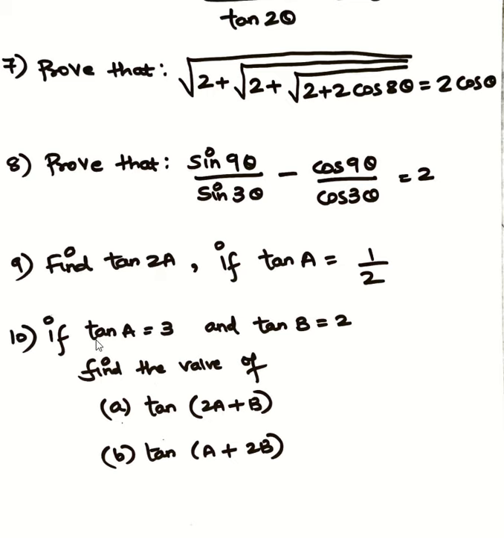Now same way the last question: tan a is equal to 3, tan b is equal to 2. Find the value of tan of 2a plus b and tan of a plus 2b. So it is based on the concept of the tan of a plus b formula. But here at some point you have to find the answer for tan of 2a, and same way you have to find the answer for tan of 2b. And then only you will get the final answer. So that is all about trigonometric ratios of multiple and submultiple angles. So thank you everyone.